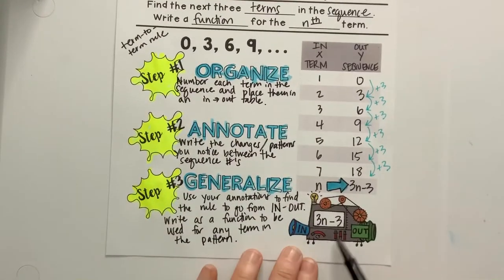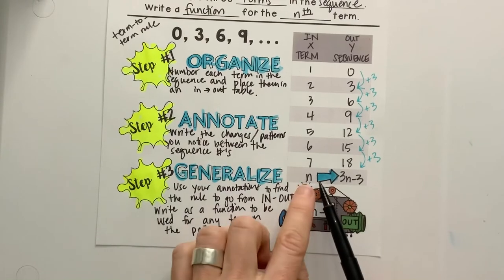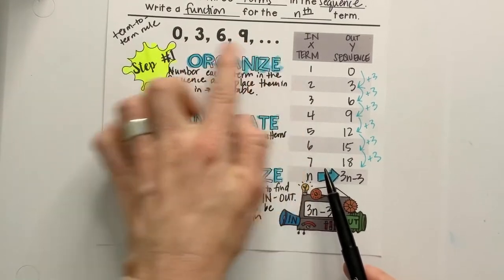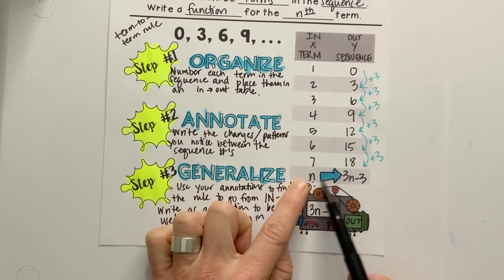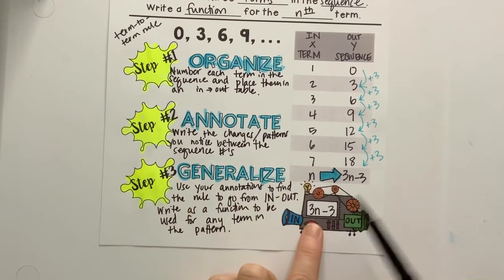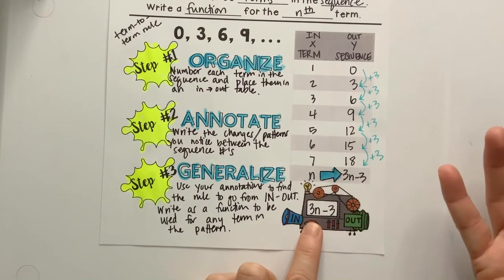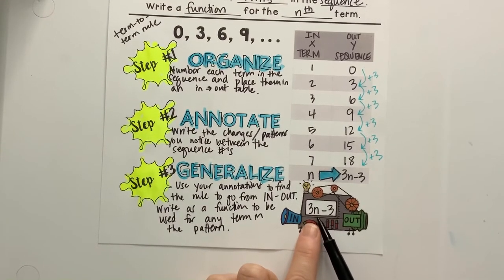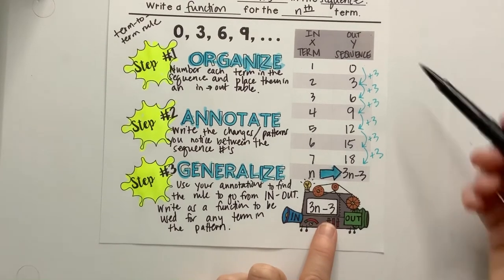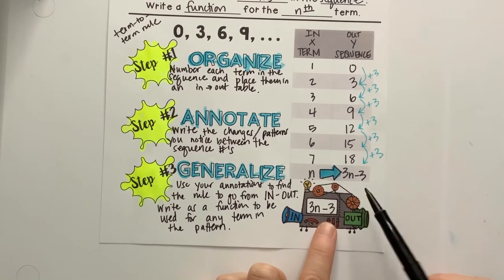Okay, so back to this whole n nonsense. You're basically saying n is like any term in the sequence. So it could be anything. You use that as the placeholder variable, and then you can say, well, what would the 10th number in the sequence be? So you would substitute that in for n. 3 times 10 would be 30, minus 3 is 27. So you know the output of that sequence would be 27.